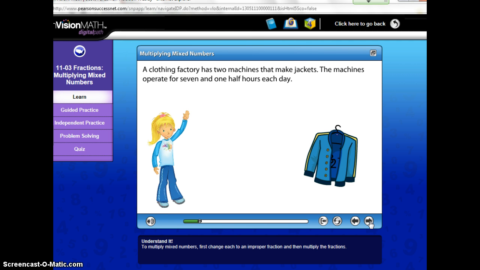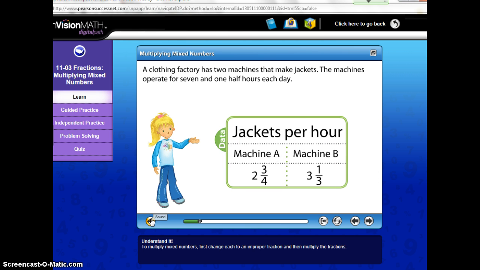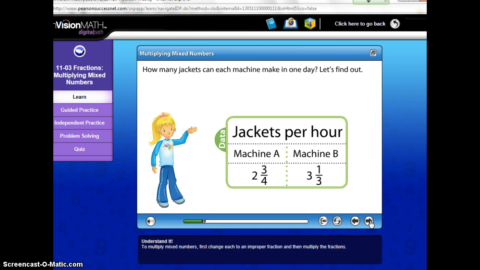So, this clothing factory has 2 machines that make jackets. And these machines operate for 7.5 hours a day. So machine A makes this many jackets an hour. Machine B makes that many jackets an hour. So first of all, we need to know how many jackets can each machine make in one day.